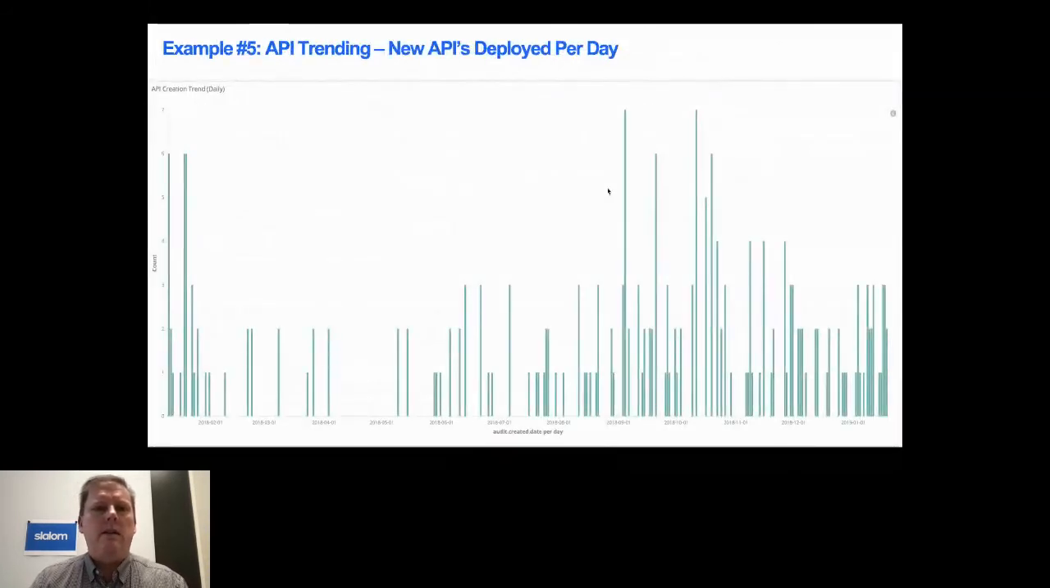Another good example is API trending. So a really good measure is how many APIs are being deployed per day, how many are being built per day, test outcomes, other things. Measuring these things on a daily basis can really provide insight as to how well the ecosystem is moving forward.